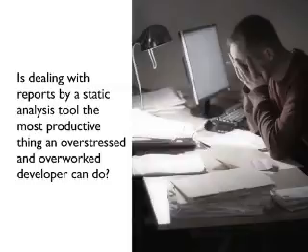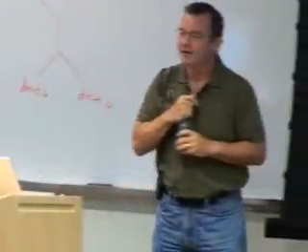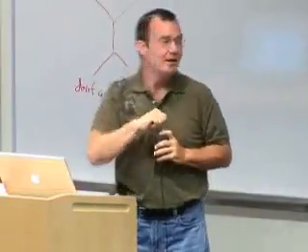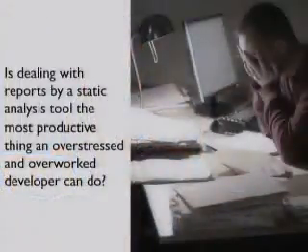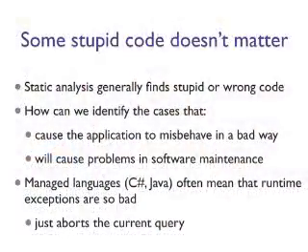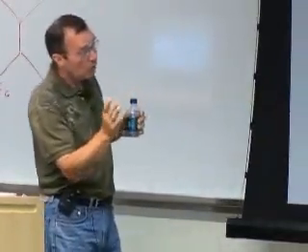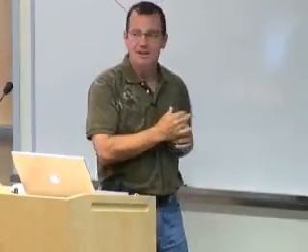Is dealing with reports by a static analysis tool the most productive thing an overstressed and overworked developer can do? If not, you need to figure out how to make your static analysis tool better suited to their needs. Some stupid code doesn't matter, right? A lot of static analysis is designed at finding stupid or wrong code. How do we identify the cases that cause the application to misbehave in a bad way? Or possibly you might be interested in those that can cause it to misbehave, but this is confusing as hell, and if anybody has to maintain this code, it'll cause them problems. Managed languages often mean that runtime exceptions are not so bad.